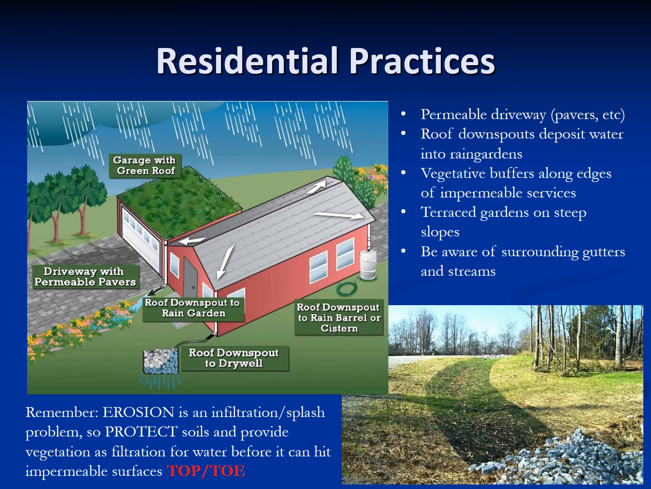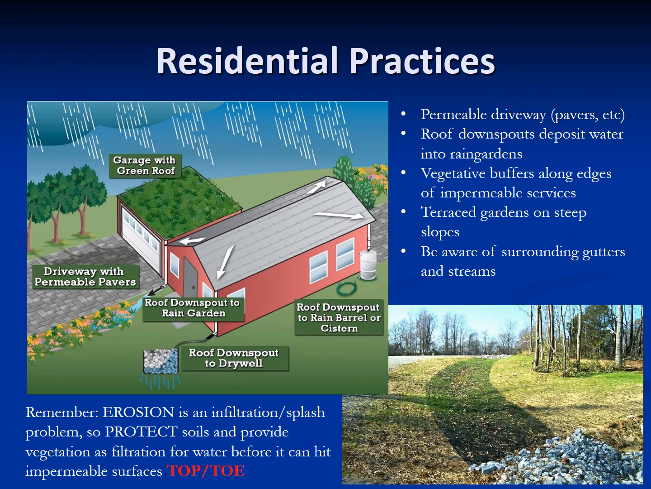What can we do in residential areas to help decrease the amount of sediment that ends up in our water? Well, we can have a garage with a green roof or driveway with permeable pavers. We can have roof downspouts to rain gardens or to a dry well or to a rain barrel or a cistern. Remember, erosion is an infiltration splash problem, so if we can protect soils and provide vegetation as filtration for water before it can hit impermeable surfaces, remember, we always want to protect our top and toe. We can utilize all of these things to be aware of surrounding gutters and streams as well.